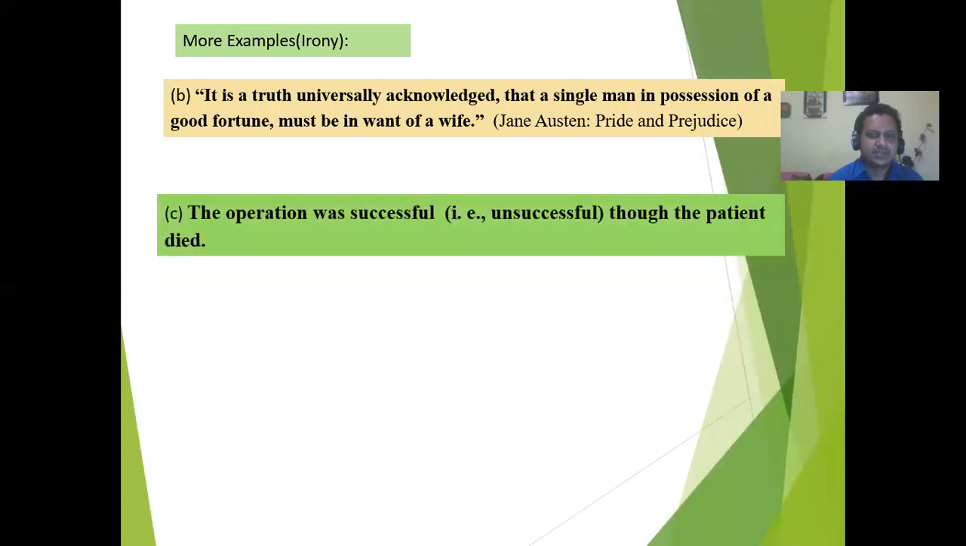Another example: "The operation was successful though the patient died." It is an example of irony. How can an operation be successful whereas the patient died? So it meant the opposite, actually. The operation was unsuccessful.